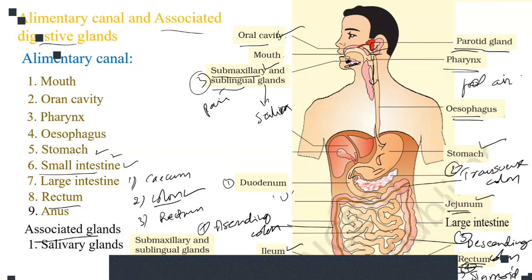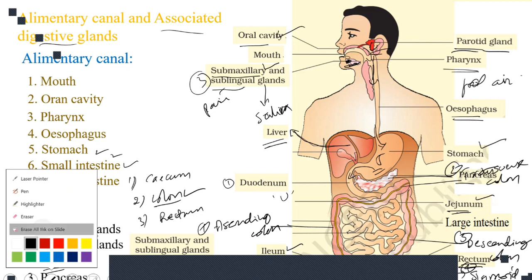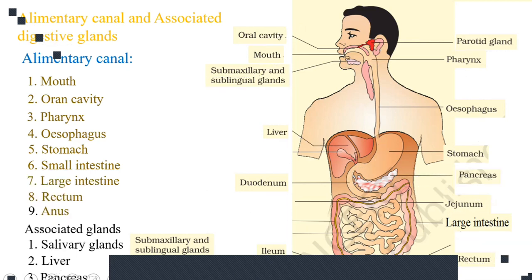So these are the salivary glands, and the largest gland present in our body is called the liver, which is located on the right side of the abdomen, just below the diaphragm. It is the largest gland in our body. And one more gland, which is present in the U-shaped tube, is called the pancreas. So these are the three glands associated with the digestive system.